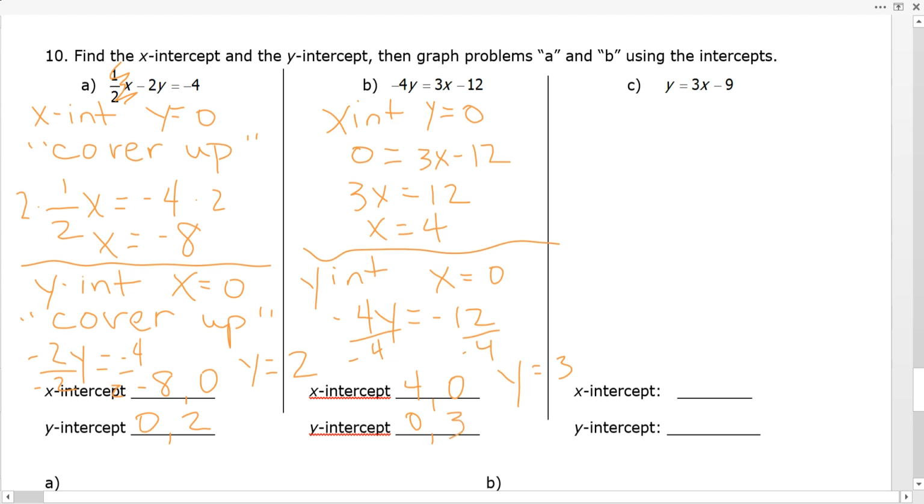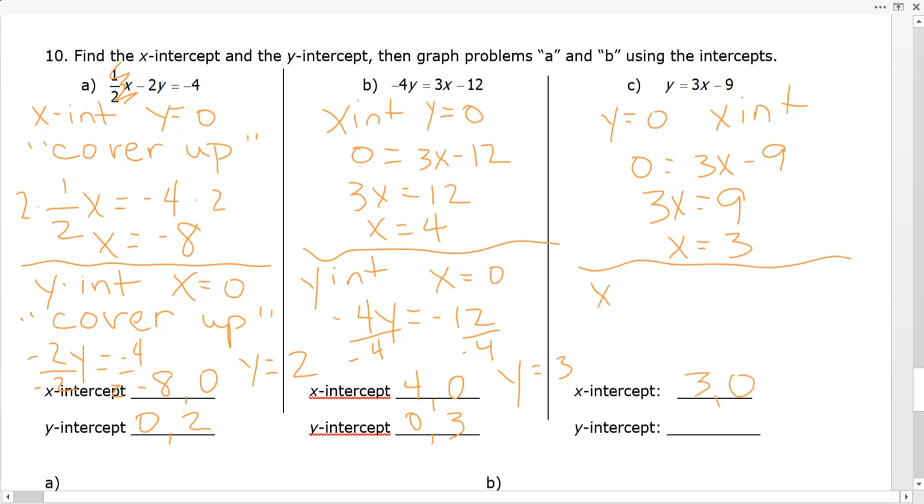Okay, last one. Y equals 0 is my x-intercept. So I have 0 equals 3x minus 9. 3x equals 9, x equals 3, so 3, 0. And then my x equals 0 for my y-intercept is y equals -9. So that's 0, -9. Those are my intercepts.